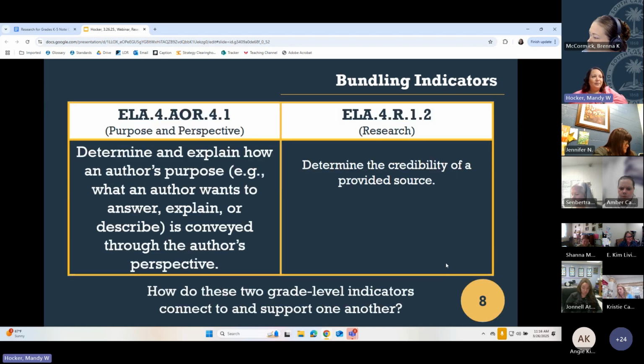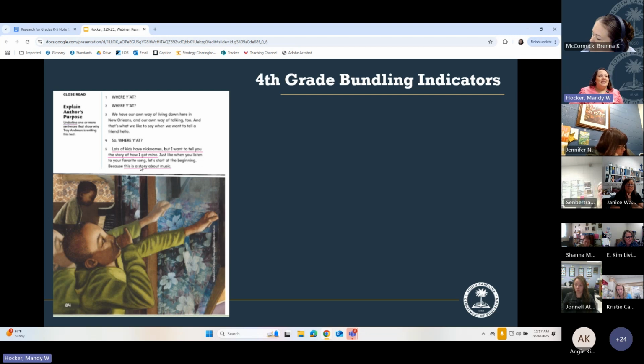Take a look here. We're looking at an AOR 4.1 indicator for 4th grade and Research 1.2. How might these 2 indicators support one another? Oh, yes, purpose and perspective affect their credibility. Yes, I love that connection. Excellent, excellent job. All right, so let's take a look at what this might look like instructionally.